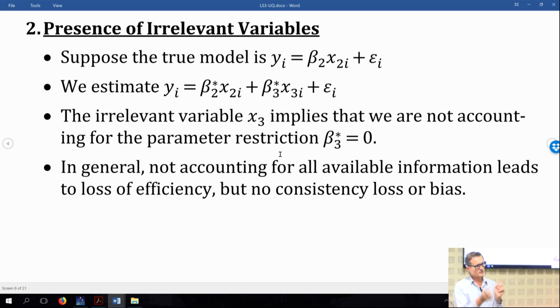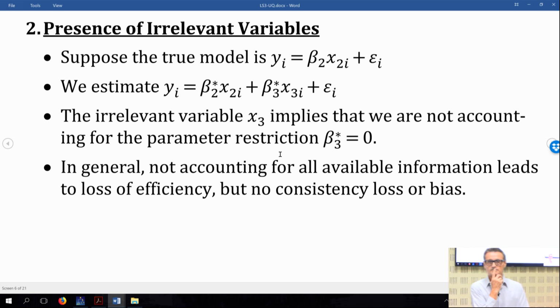So what's the difference between efficiency and consistency, if you remember that? Efficient is a small sample property. Consistent is a large sample property. We talked about that yesterday. So here what we're saying is that this really is a problem for small samples. They're not efficient, so small samples are going to have large standard errors. But as the sample sizes get larger, that problem goes away for us. So there's a glimpse of how the statistics differ depending on whether you have a small sample or a large sample.